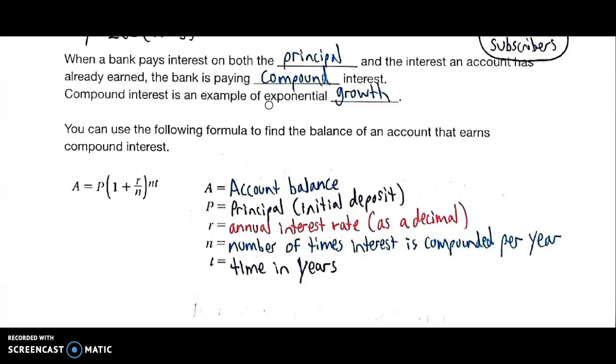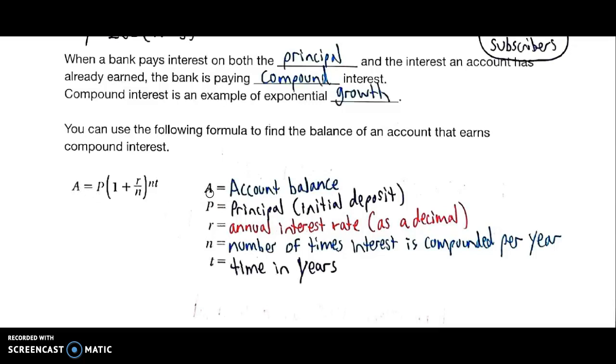Compound interest is an example of exponential growth, and we can see that with our graphs as well. You can use the following formula to find the balance of an account that earns compound interest, and this again is the big formula. A lot of pieces to that formula, and a lot of the work is just describing where those pieces come from.